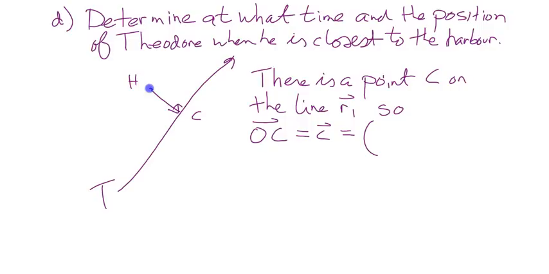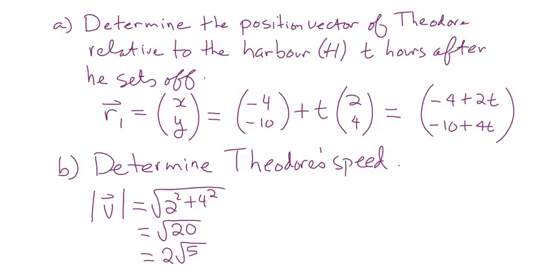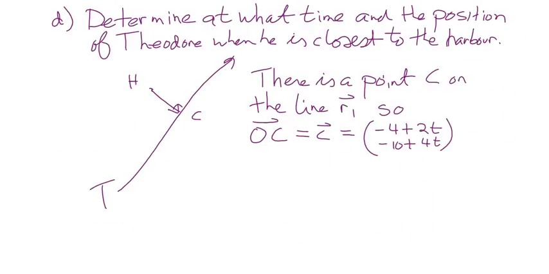It's on this line, right? Any point on this line must satisfy -4 plus 2t and -10 plus 4t. Right? Remember, go back 2 pages. All points on the line R1. C is a point on the line R1. Okay, back here. But OC is perpendicular to R1.